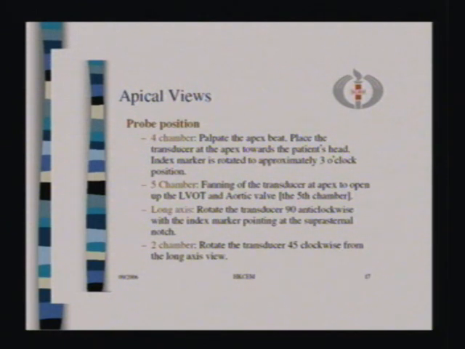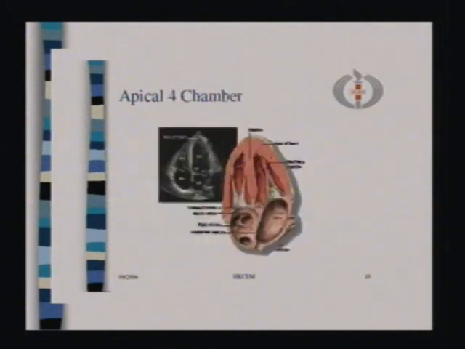For a long axis view, you rotate the transducer 90 degrees anti-clockwise with the index marker pointing to the suprasternal notch, and for the 2-chamber view you rotate the transducer 45 degrees clockwise from the long axis view. It may sound a little complicated when I am telling you all these 3 o'clock, 9 o'clock and 45 degrees clockwise, but when you have a patient in front of you with the probe in the hand, it becomes very easy to follow and almost mechanical after some time.